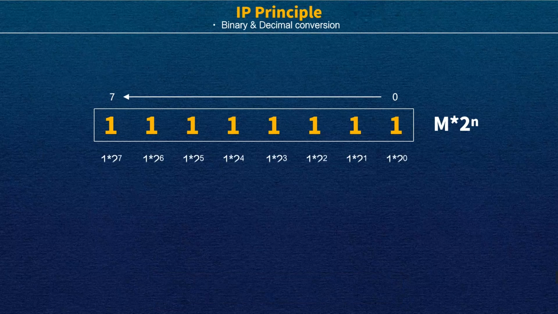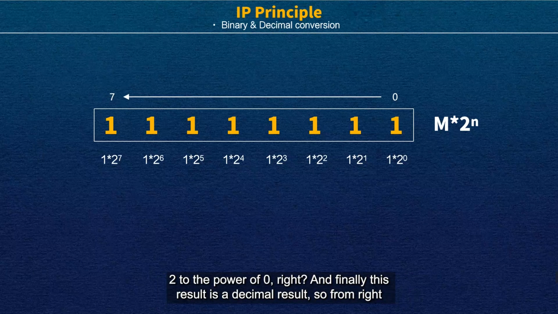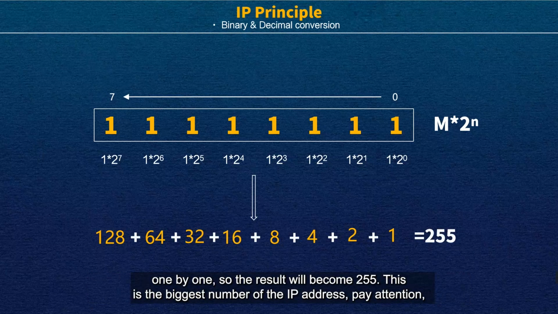And then the next step, we will use this formula like 1 multiplied by 2 to the power of 7, and the last one is 1 multiplied by 2 to the power of 0, right? And finally, this result is the decimal result. So from right to left, the values are 1, 2, 4 until 128. And how to get the decimal? We have to add them one by one. So the result will be 255. This is the biggest number of the IP address.